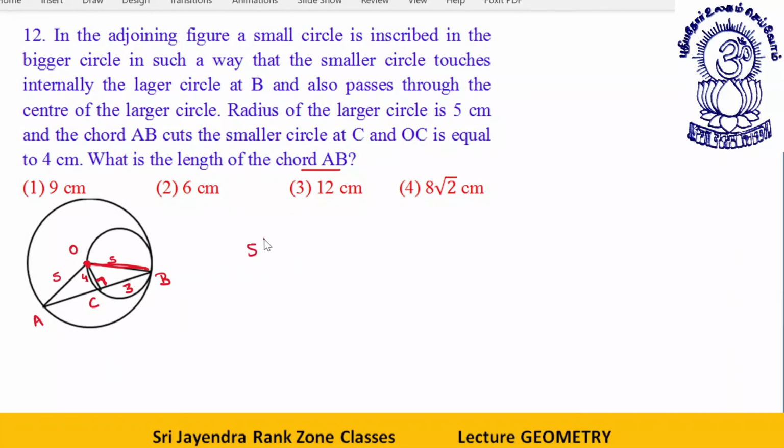Pythagoras: 5 square minus 4 square is equal to 3 square, or 3. So you needed initially BC. BC square is equal to OB square minus OC square. So BC is equal to 3. When you get BC as 3, AC will also become 3. Why? Because from the center of the larger circle, this is a chord, this is perpendicular, so it will bisect. So BC is equal to 3, AC is equal to 3. That way AB is equal to 6. Okay.